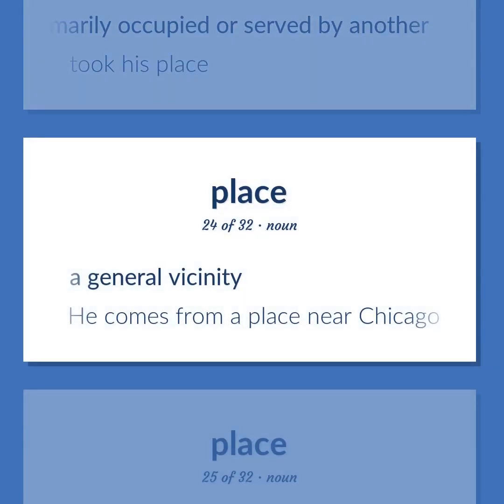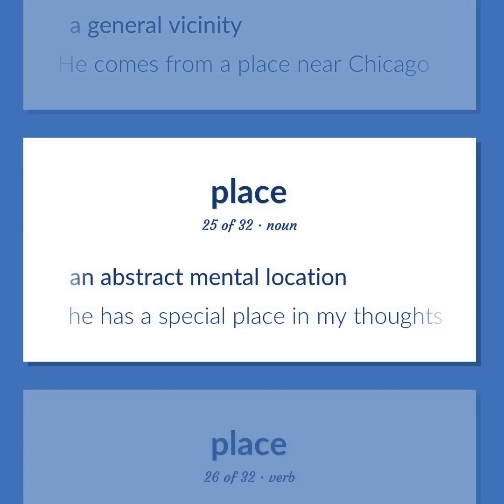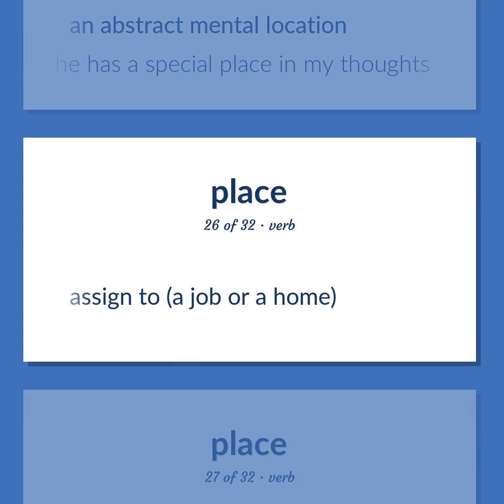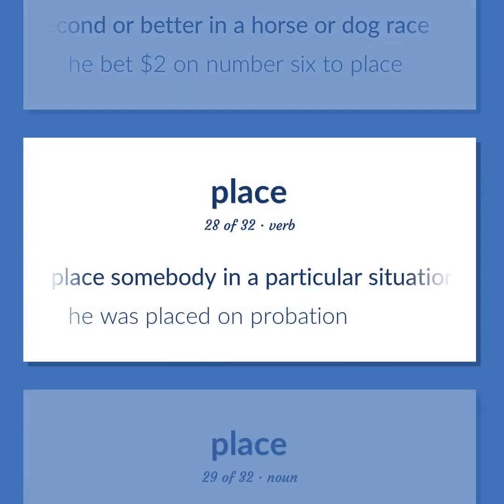A general vicinity. He comes from a place near Chicago. An abstract mental location. He has a special place in my thoughts. Assigned to a job or a home. Finish second or better in a horse or dog race. He bet $2 on number 6 to place. Place somebody in a particular situation or location. He was placed on probation.